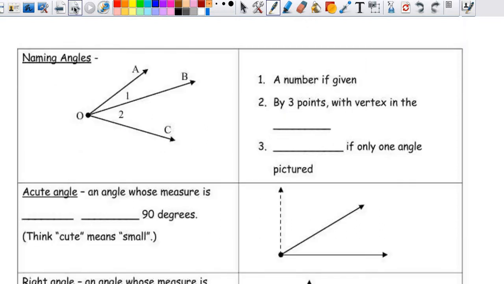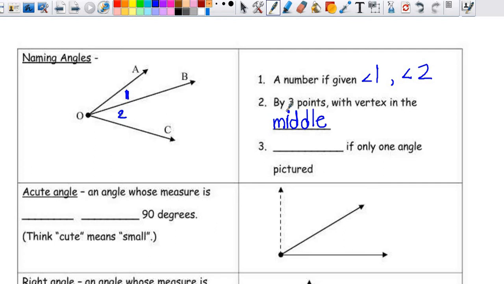Naming angles. You can name angles in 3 different ways. You can use a number if given. On this picture, we've got angle 1 right here, and we've got angle 2 right here. So we'll draw something that looks like an angle and put an angle 1. There's also angle 2.